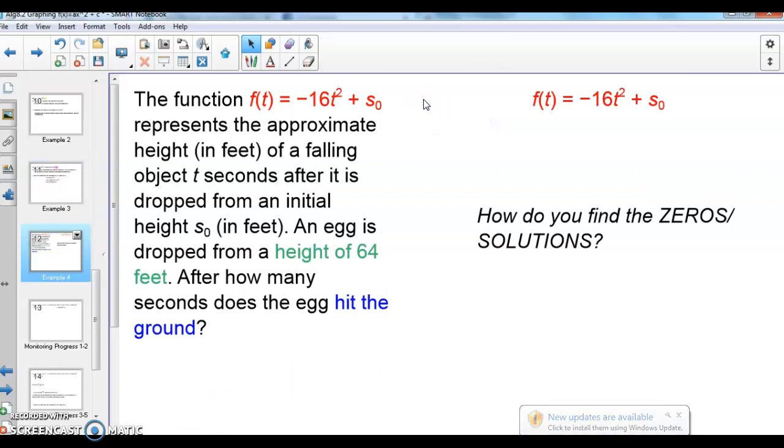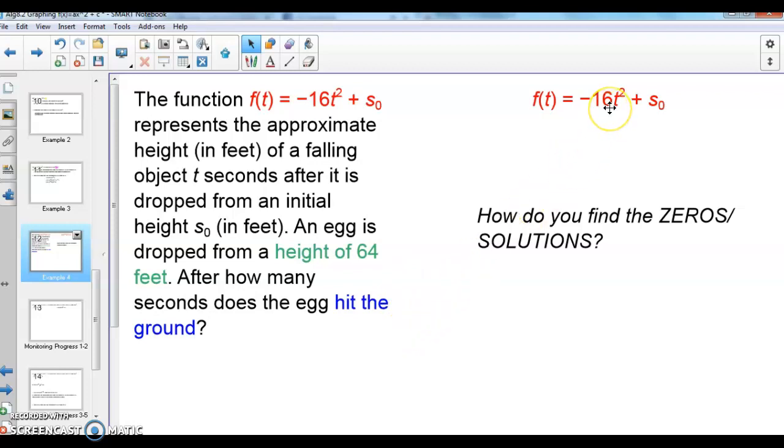Lastly, we're going to look at how quadratic functions of the form ax squared plus c represent some real-life scenarios and how they are useful in making predictions. Let's read the word problem. The function f of t equals negative 16t squared plus s sub 0 represents the approximate height in feet of a falling object t seconds after it is dropped from an initial height s sub 0 in feet. An egg is dropped from a height of 64 feet. After how many seconds does the egg hit the ground?